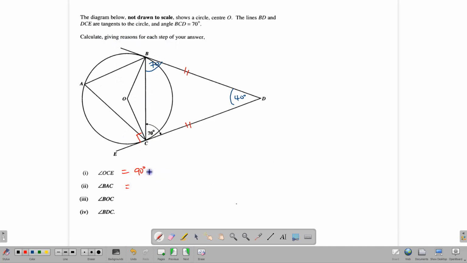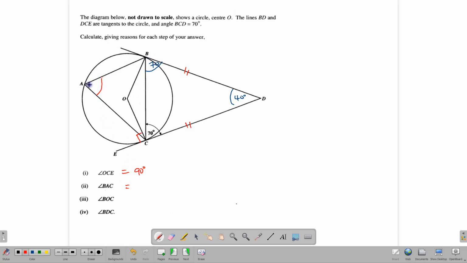So your reason would be that the tangent touches the radius and creates a right angle at the point of contact. Now for BAC, where is BAC? BAC is over here.